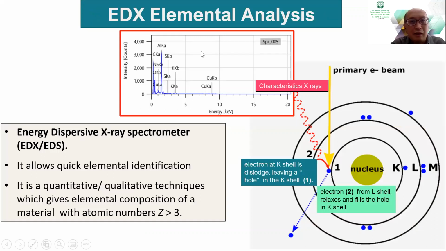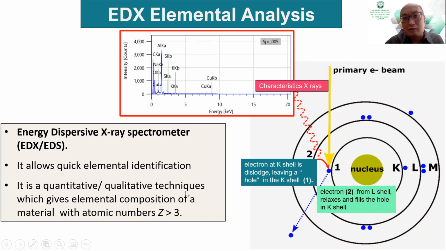One good thing about this scanning electron microscope, or electron microscope in general, is its ability to do quick elemental analysis using an energy dispersive X-ray spectrometer. It allows quick material elemental identification. It's a quantitative and qualitative technique which gives the elemental composition of material with atomic numbers greater than 3.